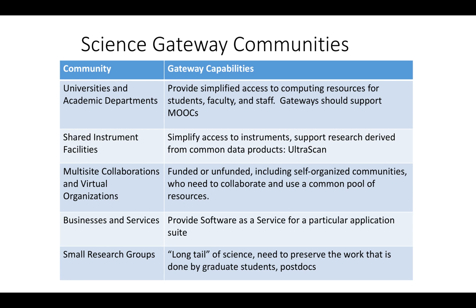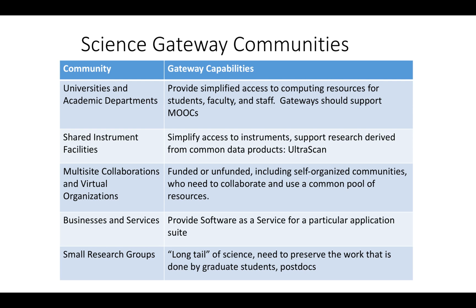So these are a couple of examples of science gateways. And there are some classifications of communities that you might want to think about if you're considering whether or not you want to run a science gateway yourself and use Apache Airavata to do it. So you may be representing a university or academic department. You want to provide simplified access to your campus resources and help integrate those resources with national or international scale computing infrastructure. You may be running shared instrument facilities.